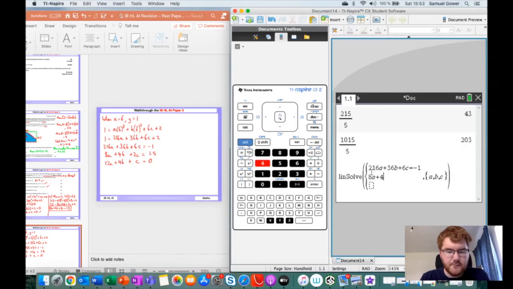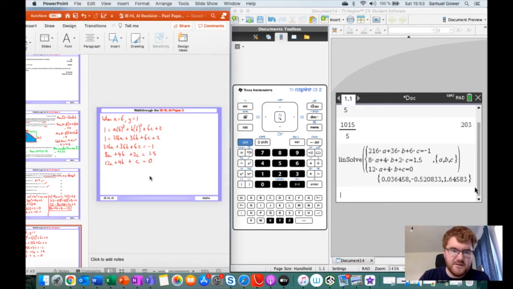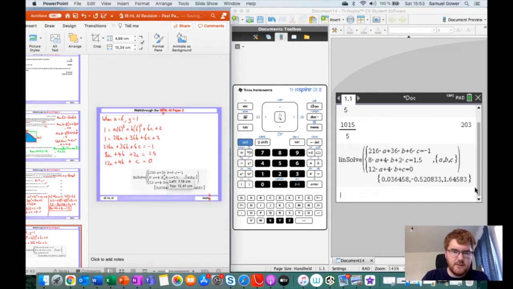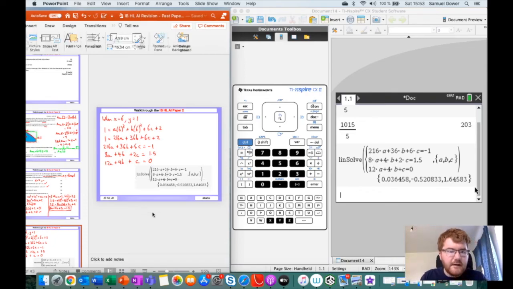So 8a plus 4b. With these kind of questions on IB, they do like to try and combine topics. So we're now looking at using a linear system to work out what these values are. So plus c equal to 0. We press the big enter button and we generate our answers. So what I'm going to do, I'm going to take a screenshot of this and pop this into here. There we are. So just check the answers that we get. Yep, I am happy with that.